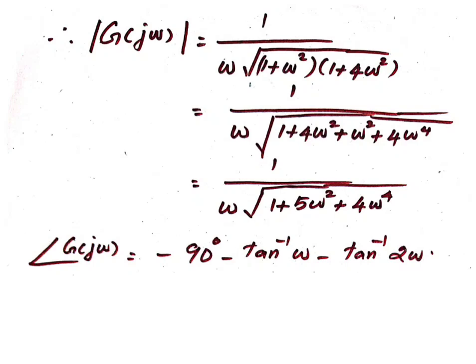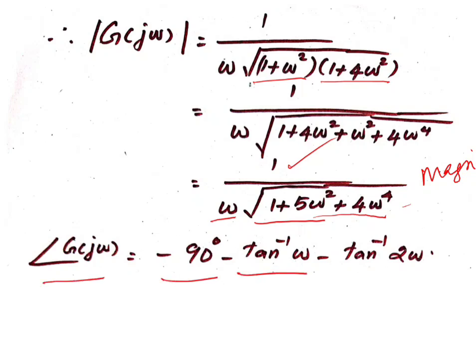Now I am multiplying (1 + ω²) and (1 + 4ω²), and I get the magnitude as 1 divided by ω times square root of 1 + 5ω² + 4ω⁴. And the phase angle of G(jω) is minus 90 degrees minus tan inverse of ω minus tan inverse of 2ω.